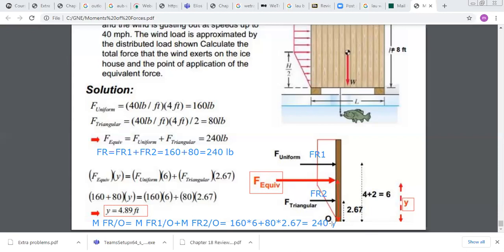Please, can you repeat the question? Can I repeat the moment of FR1 and FR2 about O?